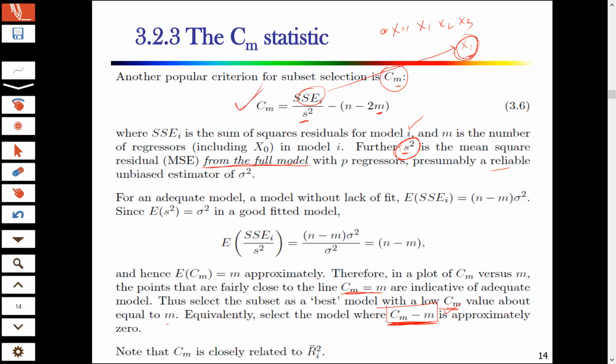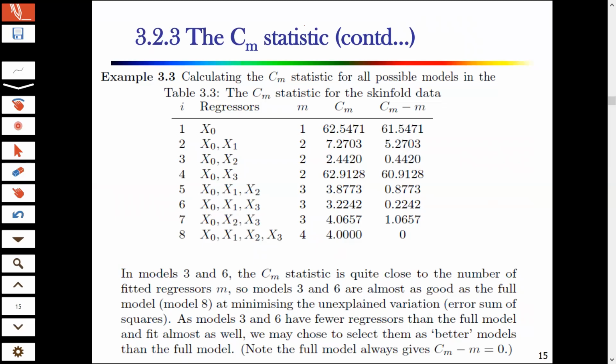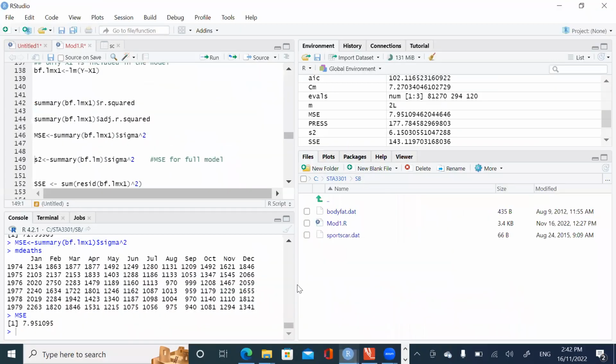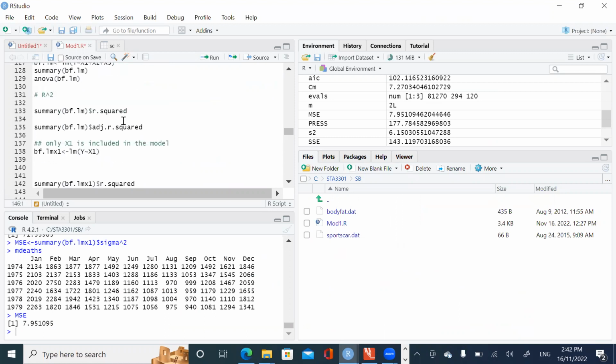By definition, this is the sum of squares of error divided by s square, where s square is sigma hat square for the full model, minus (n minus 2m). For the body fat example data, let's see how we can calculate that. I am going back to my R code. In that model, let's say the model that included only x1.